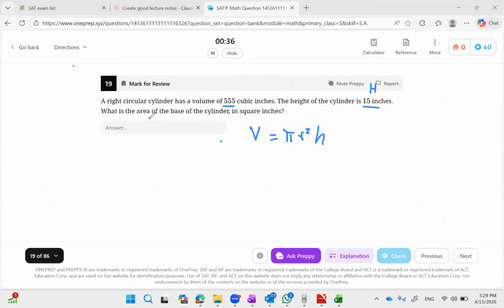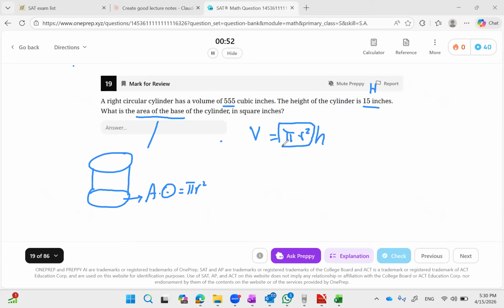And what is the area of the base? What do I mean by area of the base? What is the base of the cylinder? Circle. Very good. And what is the area of the circle? Pi r square. Very good. So this is the area of the circle. So I'm looking for what? I'm looking for the whole value of pi r square.